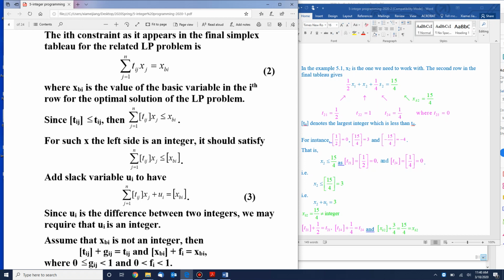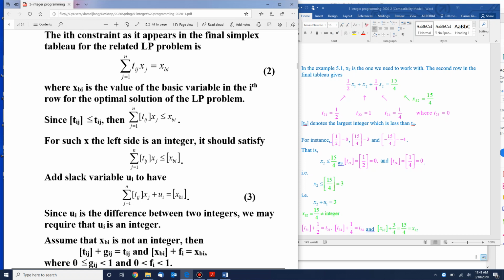But here, pay attention. If we want to find the largest integer of -15/4, that is negative what? Negative 4, because negative 15 over 4 is negative 3.75, which is greater than or equal to negative 4 and less than or equal to minus 3. So in this way, the largest integer which is less than negative 15 over 4 is minus 4.